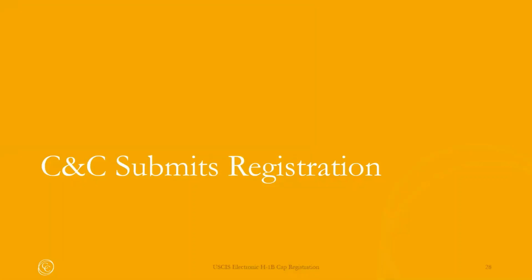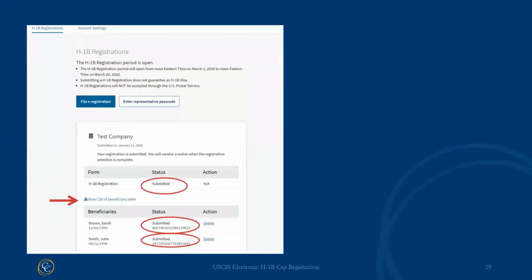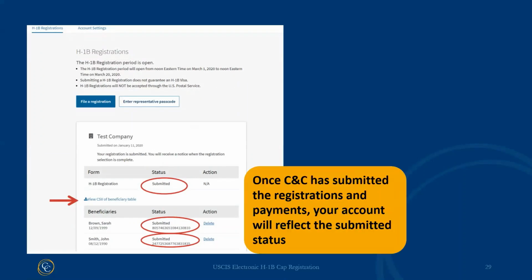The system will then update the Chin and Curtis attorney's account. We will conduct a final review of the registrations, submit the registrations, and submit the $10 registration fee per individual on the employer's behalf. After Chin and Curtis has submitted the registration and payments for the individuals in the lottery, your account should be updated.